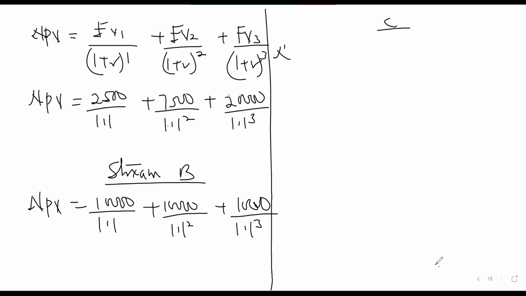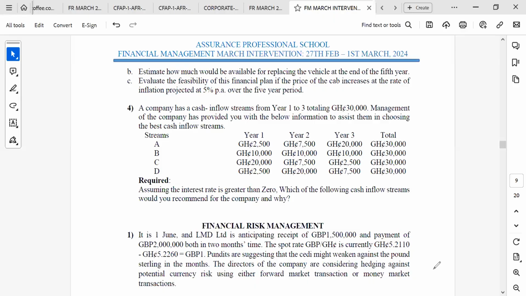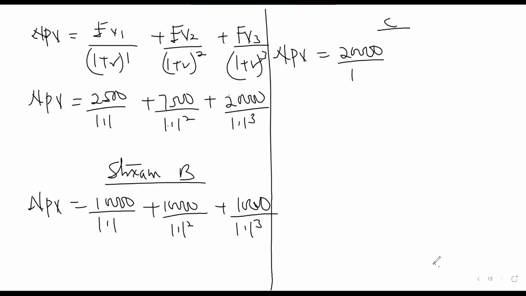The C, you also find the present value of, what is the first cash flow? Year 1. Okay, 20,000 divided by 1.1 plus 7,500 divided by 1.1 exponent 2 plus 2,500 over 1.1 exponent 3. So let's count to the D.